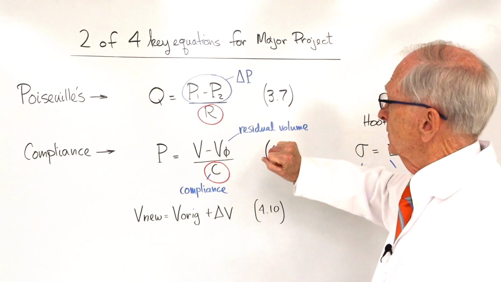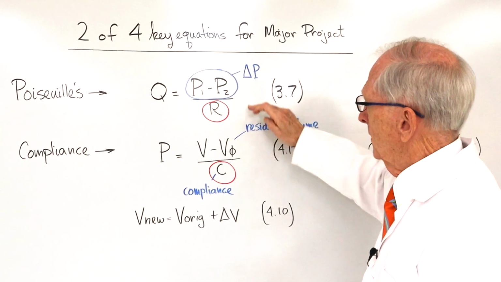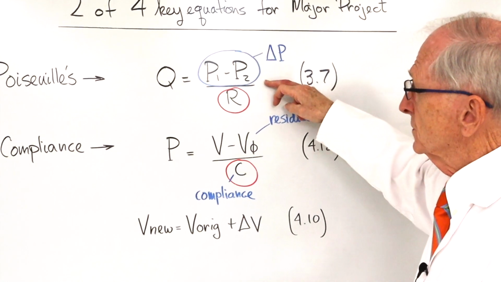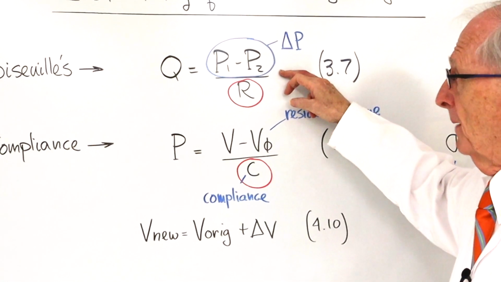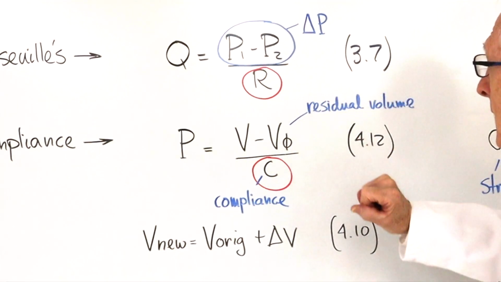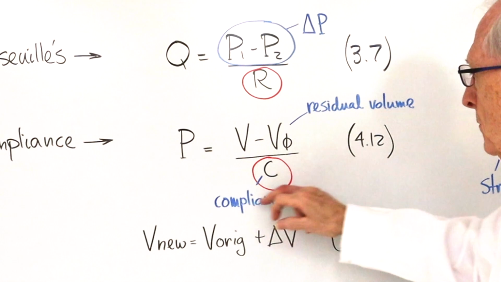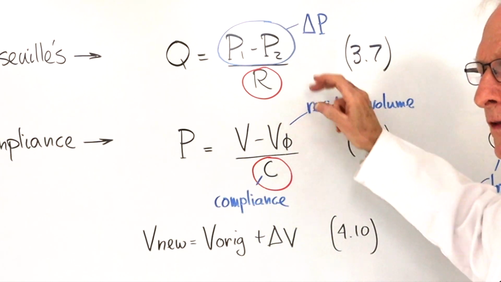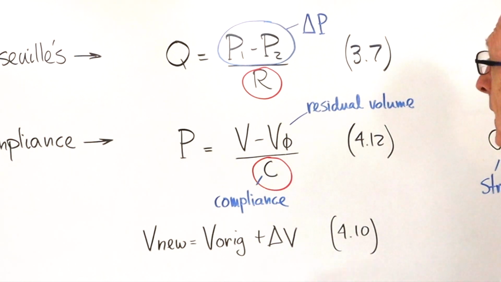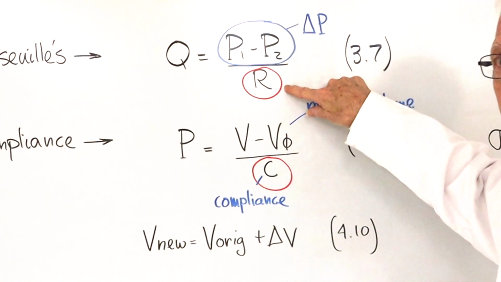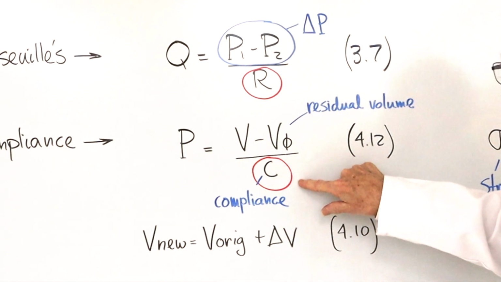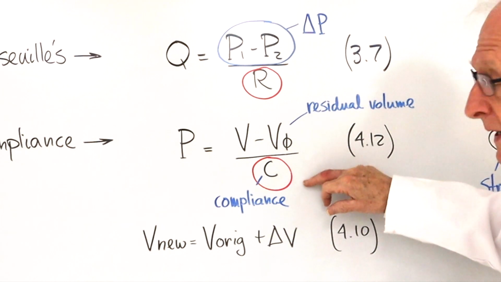So, returning back to the major project, we now have 2 out of the 4 equations needed for the major project. The first equation we dealt with in last week's lab. That's Poisson's equation. This is the simplified version here. This week's lab deals with the compliance equation, and we're going to apply both of those equations to the blood vessels around the systemic cardiovascular system. We're going to have to find the resistance for each of those vessels, and we're going to have to find the compliance for each of those vessels. We'll do those in a later lab.